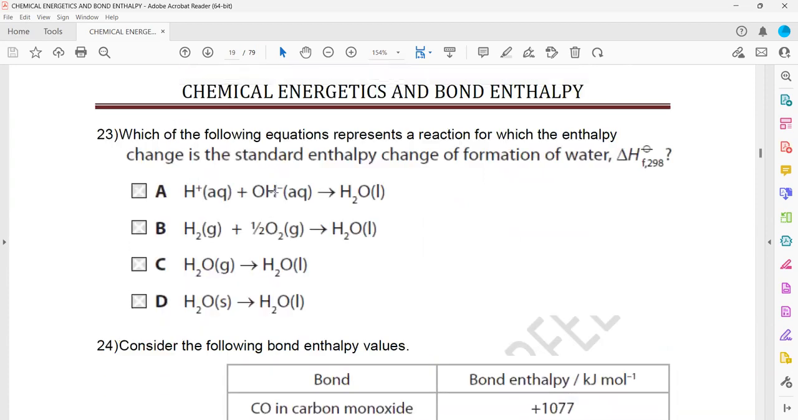Which of the following equations represents a reaction for which the enthalpy change is a standard enthalpy change of formation? So formation means when elements form a compound, that is called a formation. And we should get the standard state. This cannot be because ions are there. This one, elements form a compound. Here it's not elements, but here elements are there in the reactant forming a product. That's why it is a formation.